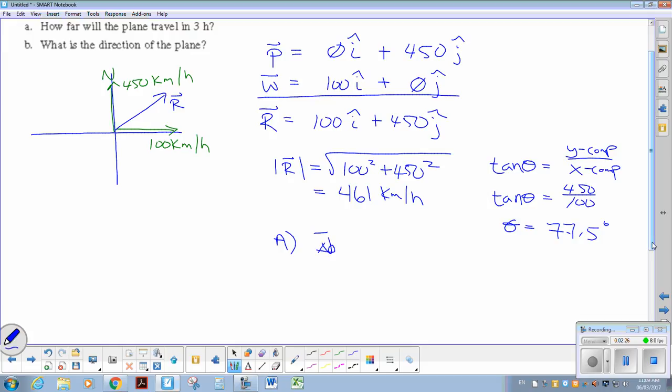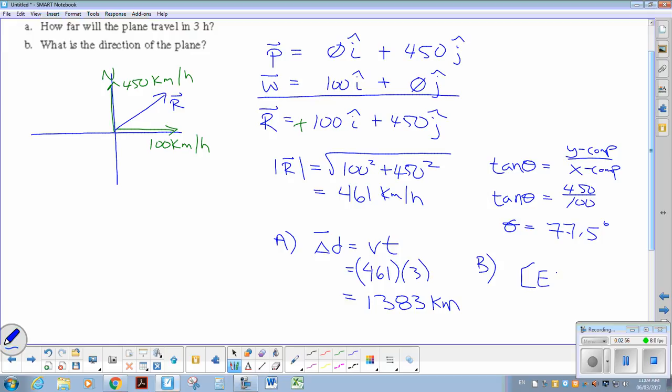So for the A part, how far will the plane travel in 3 hours? The distance of the plane is velocity times time, 461 kilometers per hour over 3 hours. 461 times 3, so it's going to travel approximately 1,383 kilometers. And for the B part, what's the direction? My x component was positive, so the plane will be heading east at 77.5 degrees, and the y component was positive, so it's heading north.